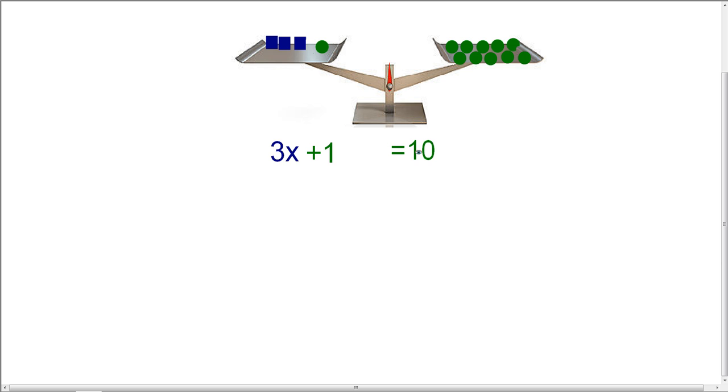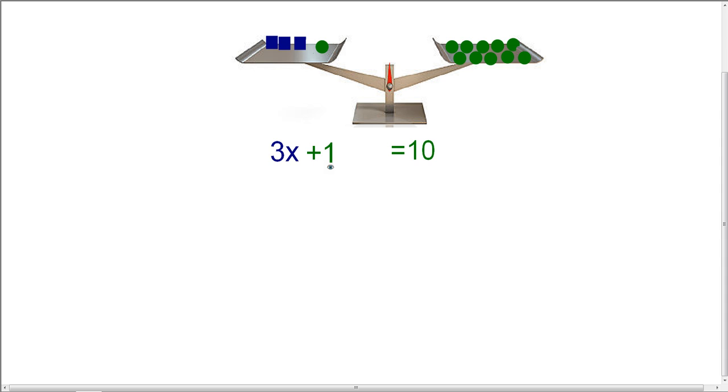So think about what you've done in the past to solve any equation. The first thing you did was you think about what is the opposite operation. In this problem, I actually have two operations. I have 3 times x, and then I have plus 1. So I have multiplication and addition. So which one do I do first?